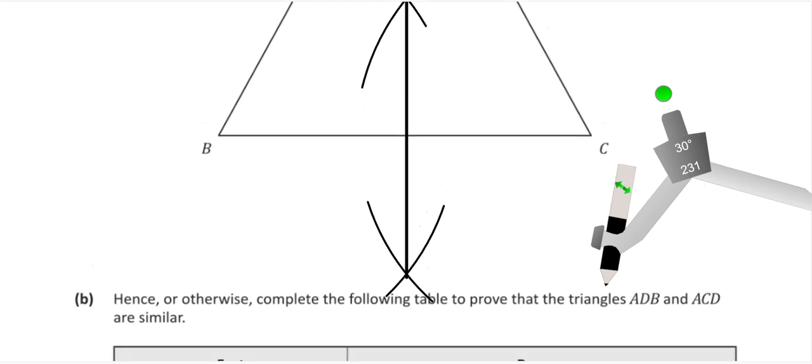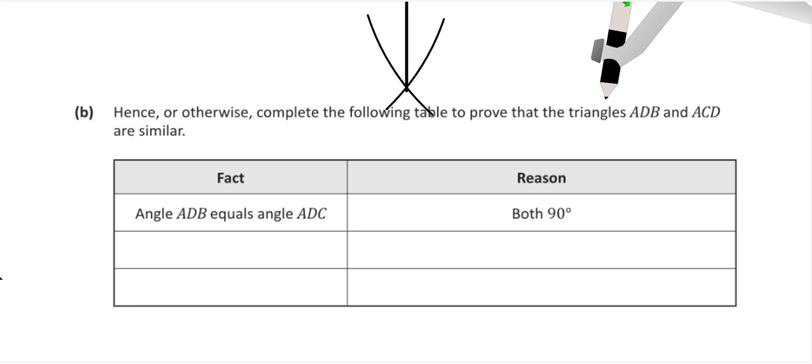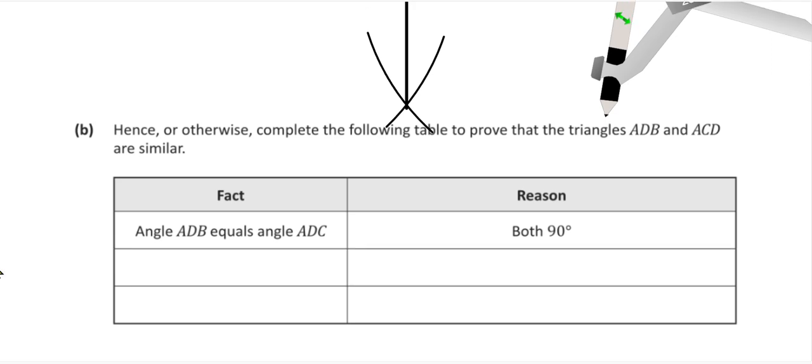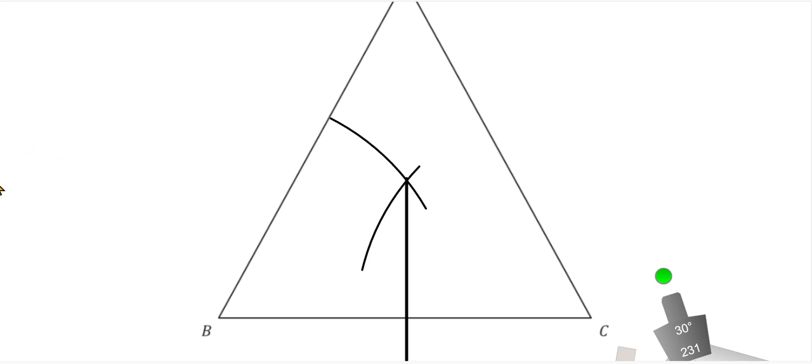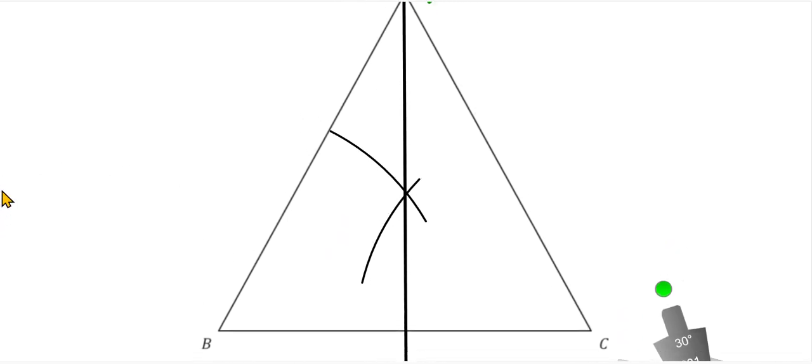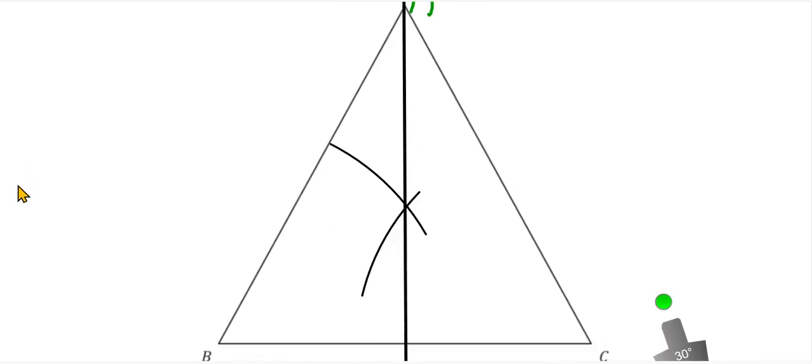Okay, now what does it want from me next? It wants me to prove that ADB is the same as ADC. It wants me to prove they're similar. It doesn't even want me to prove they're congruent, which they are. It wants me to prove that they're similar. Okay, so here's the issue. The left triangle has to be equal to the right triangle.